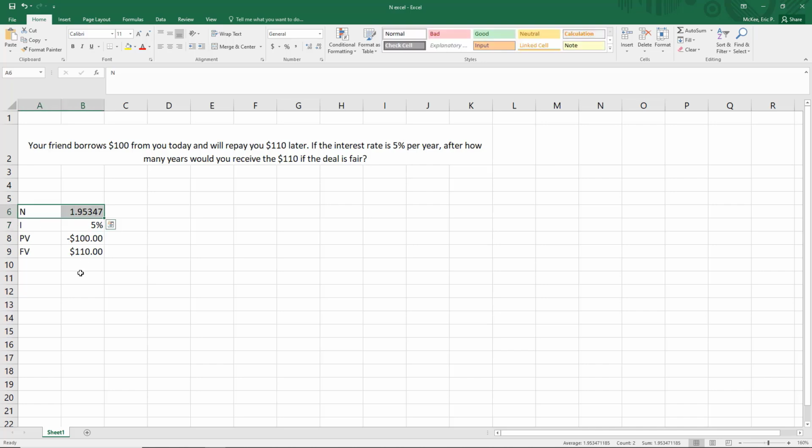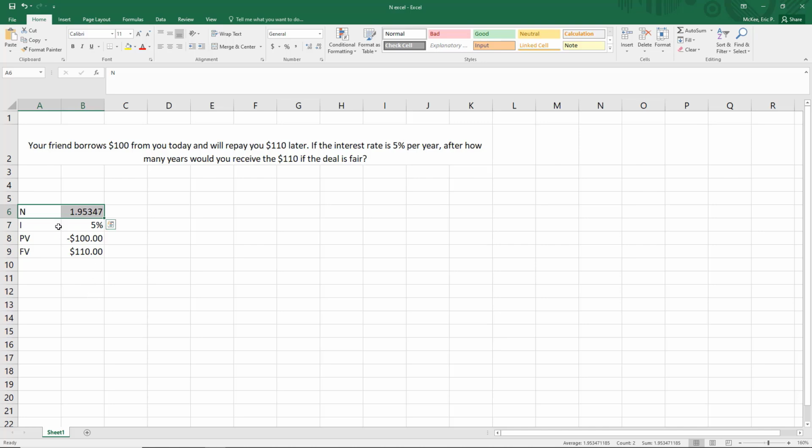As you can see, we still got that same 1.95, but now if I want to change things, if I have a new interest rate, new initial amount my friend's borrowing, new future value, or new for 2 or 3 of them, I can change these here, and my length of time will automatically update.